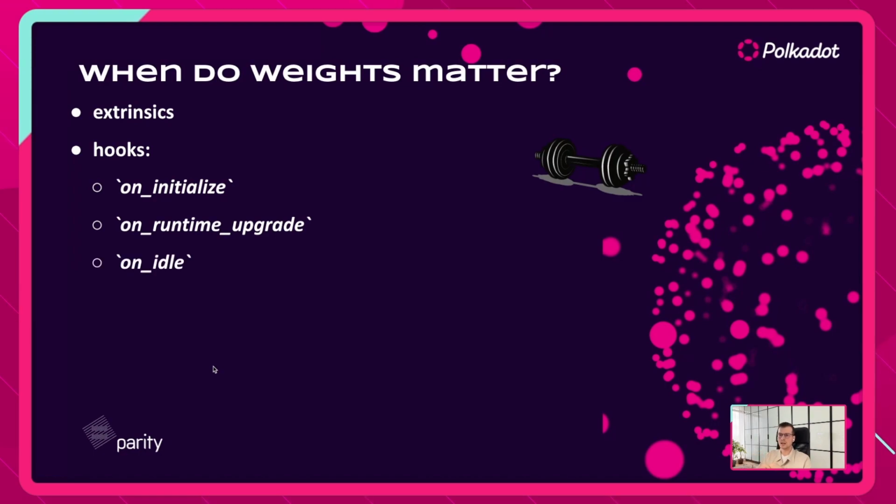And the last hook that matters with weights is onIdle. This is the hook that is triggered after extrinsics are applied, and there is one condition for that hook to be triggered. Imagine we have a block almost filled with weight. For executing that hook, we need to have enough weight. So when we have an almost packed block and we have no weight, that hook is not triggered. In other cases, that hook is triggered.